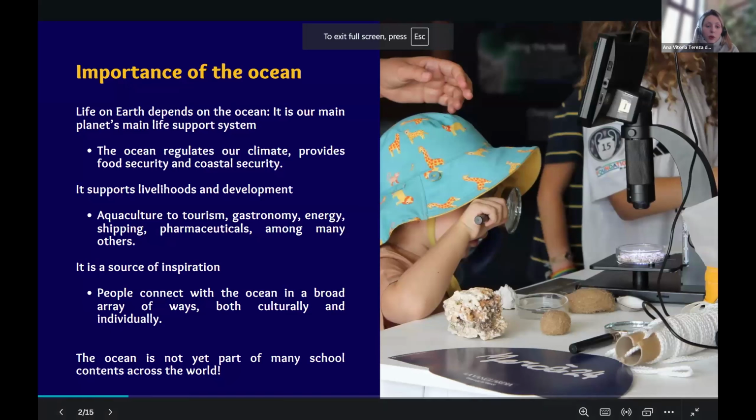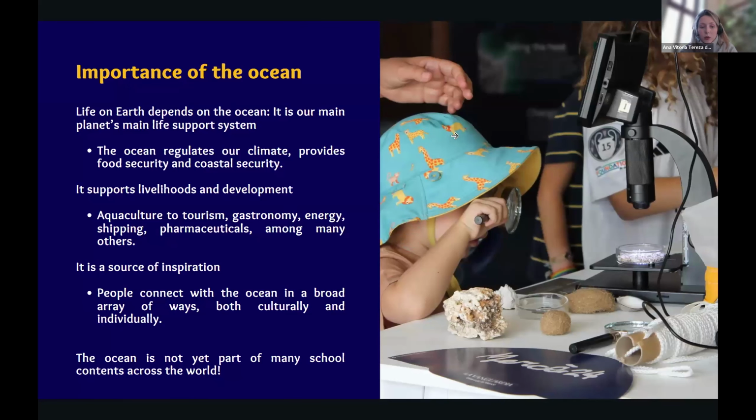And the ocean, of course, supports our livelihoods and communities all across the world. So not only with sectors such as aquaculture, tourism, and gastronomy, energy, shipping, pharmaceuticals, but also with many other things that are intangible to us. It's also a source of inspiration. Our cultures are also rooted in the ocean. So people connect with the ocean in many different ways. And this is something that we tried to bring to this toolkit as well.